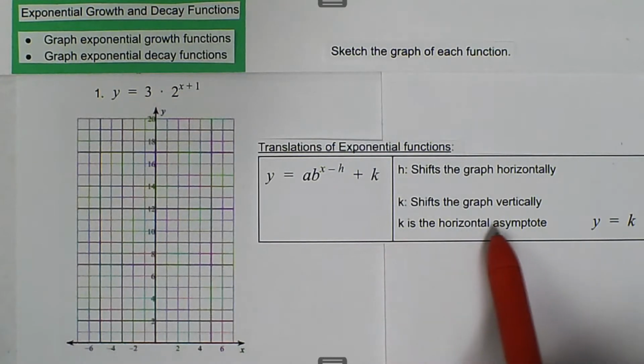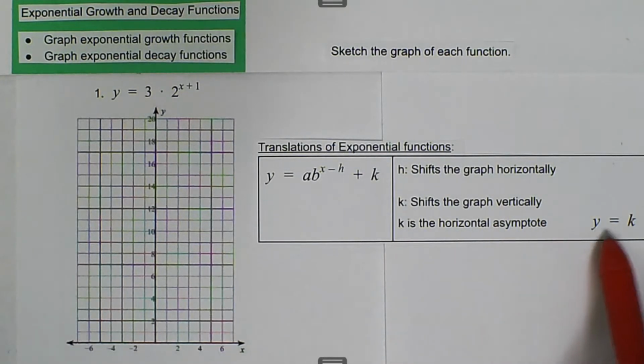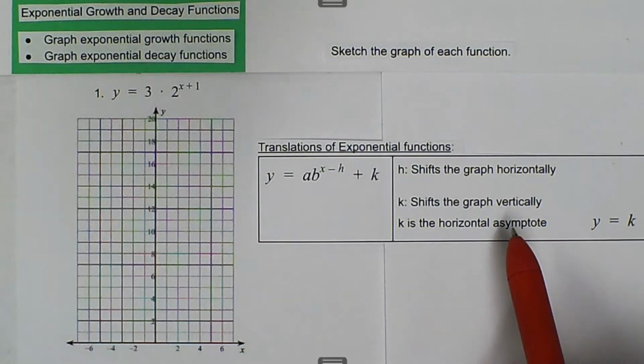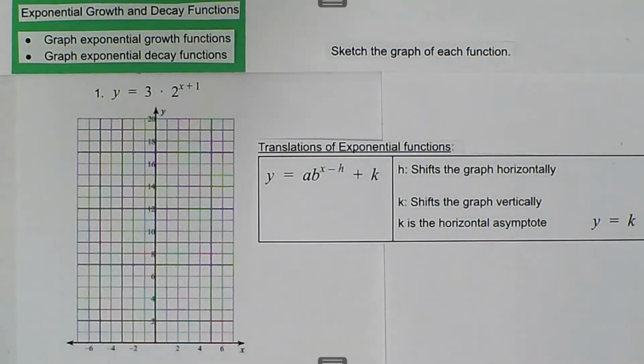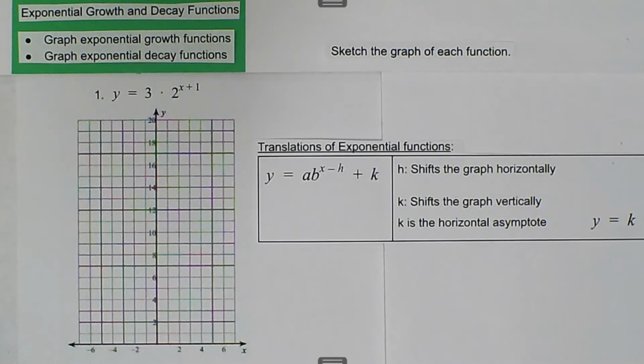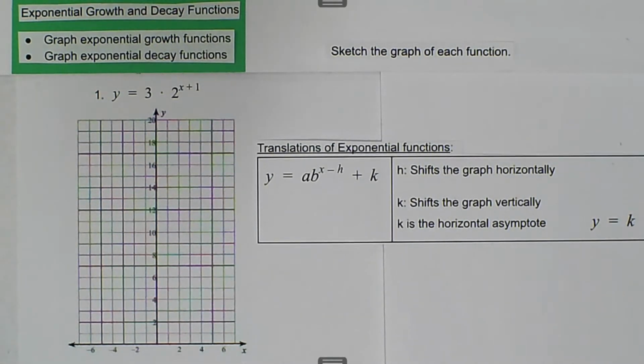The k is also the horizontal asymptote, so y equals k. So that's going to be a very important thing because that's going to be the point where our graph gets very close to but does not touch. So every time we want to make sure that we locate our asymptote.